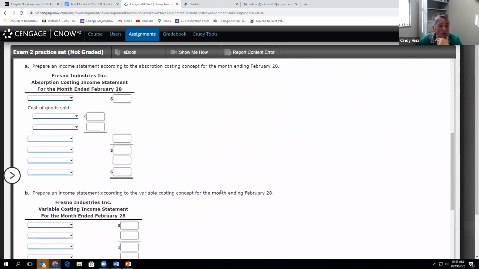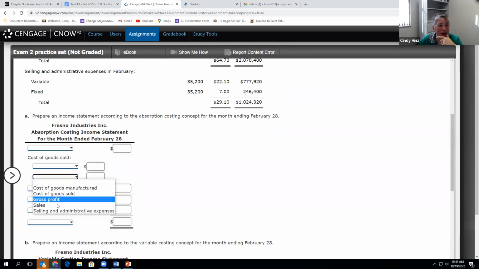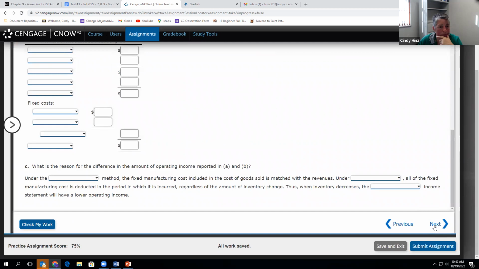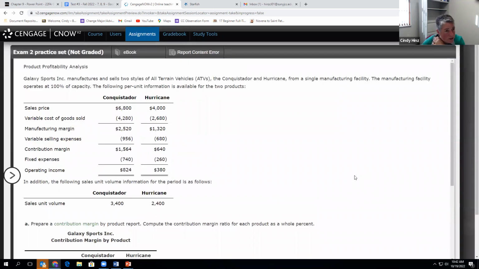So in this exercise, you're asked to produce the two different income statements. What you should see is that the income is higher on the absorption costing because of that ending inventory value. Let's take a look at the others, and then I'll be glad to answer any questions you have about these.